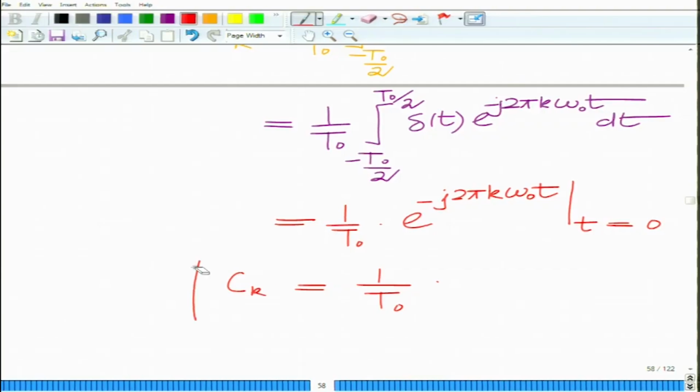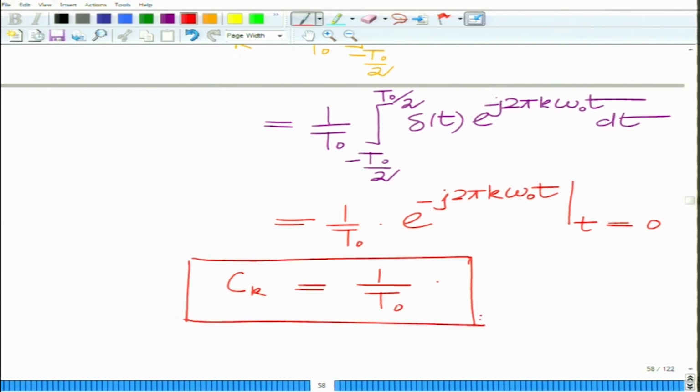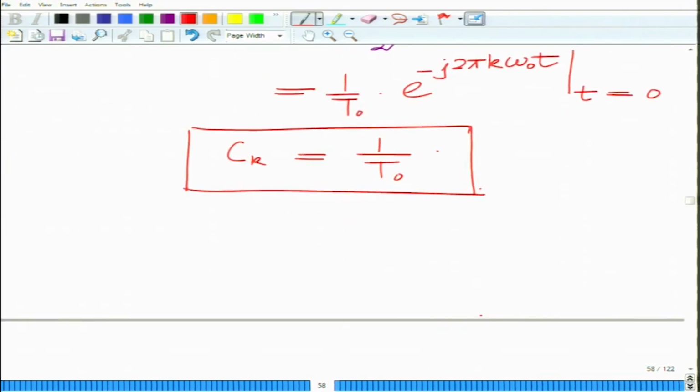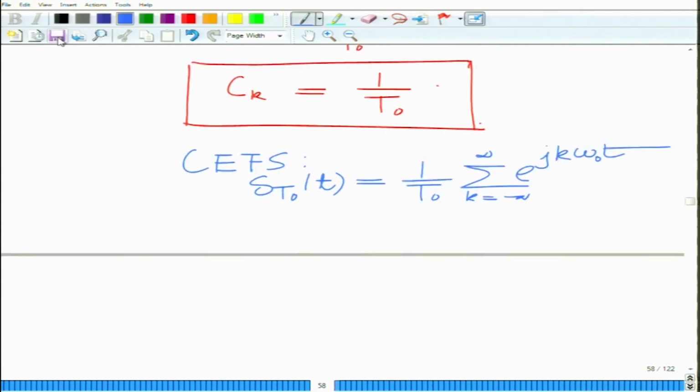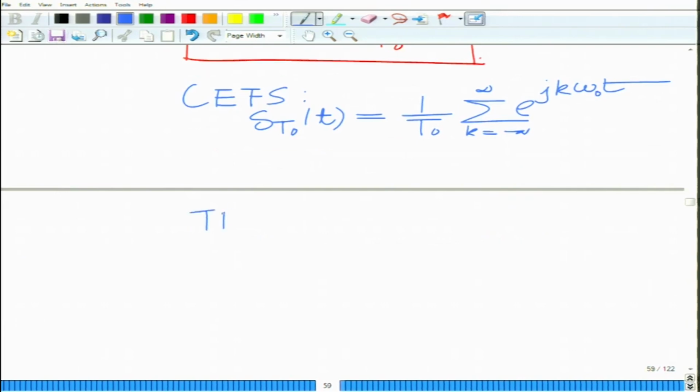Okay. So, you can see that each Ck is basically 1 over T naught, and therefore the CEFS is given as, that is your delta T naught of t equals 1 over T naught summation k equals minus infinity to infinity e raised to j k omega naught t. And the trigonometric Fourier series, the TFS of this can be obtained as follows.